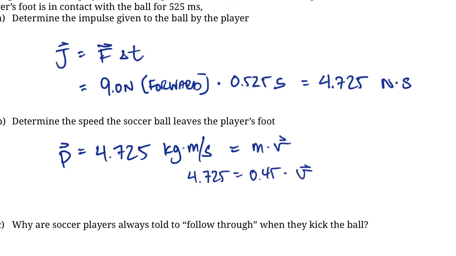We know our units will check out. I put it in kilograms. So all we got to do is divide by 0.45 to get 10.5. So our v is 10.5. Now we did say that the force was forward, so it's positive, so it's also going to be forward. Oh, I forgot to put meters per second. Meters per second forward. So that's how fast the ball is when it leaves the foot. That's really all there is to it.